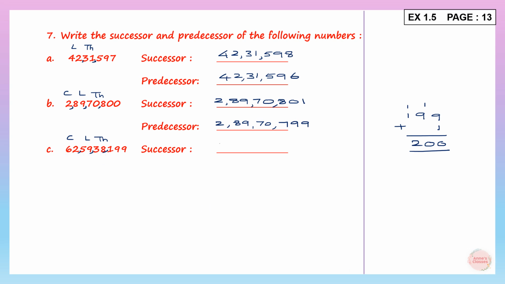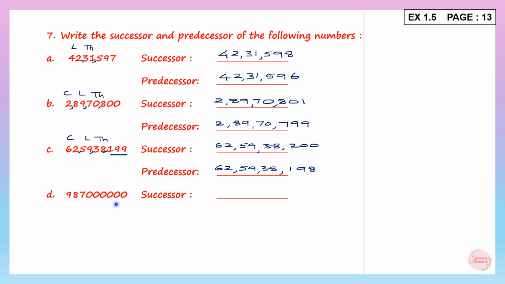So let's write, we have 62 crore, 59 lakh, 38,000. Now instead of 199, we're going to write 200 because we are writing the successor. Now the predecessor is the number that comes before 199. What comes before 9? 8. So this will be 198. So let's write everything else as it is. 62 crore 59 lakh 38,000. Now instead of 199, we're going to say 198. So let's write that: 198.